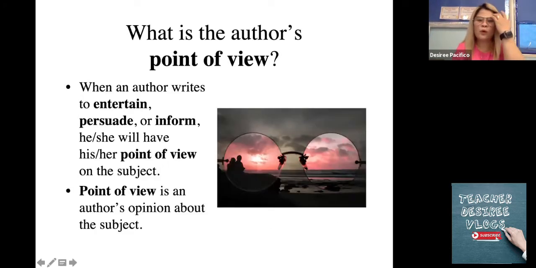What is the author's point of view? When an author writes to entertain, persuade, or inform, he or she will have his or her point of view on the subject. Now, what is a point of view, Ms. Desiree? Point of view is an author's opinion about the subject. So when you say point of view, it is what you think about a certain topic or a certain subject, what you feel. So it's not a fact, but it's the author's opinion or ideas.